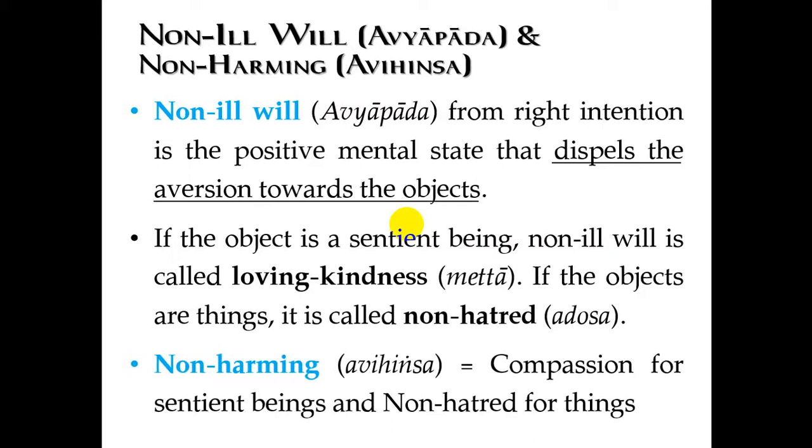For non-harming, we use compassion for sentient beings. If we practice non-harming toward a person, that is toward sentient beings. And non-hatred is for things. If you are treating the environment with non-harming, that is not a sentient being, so that will be non-hatred. That is the meaning of non-hatred.